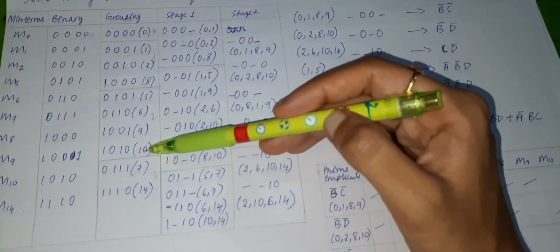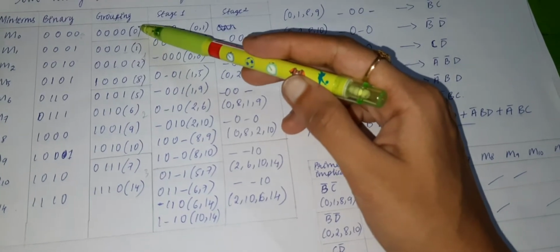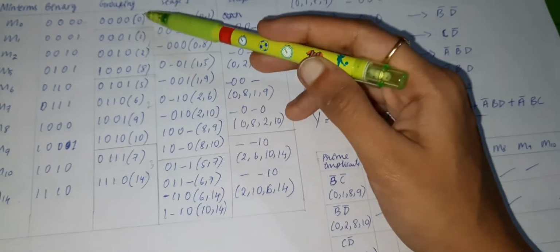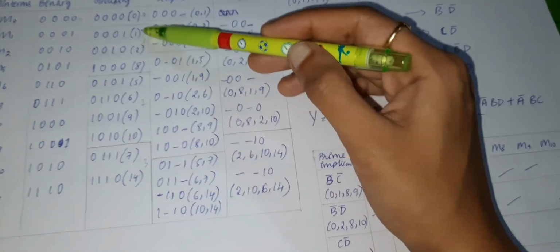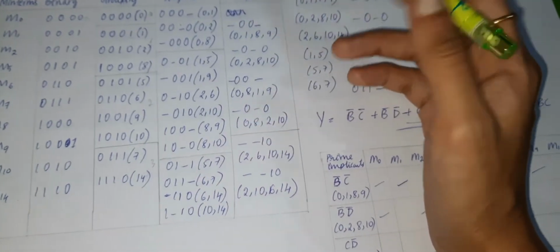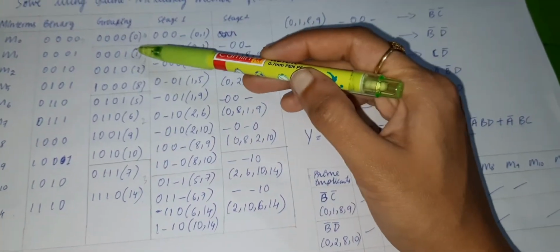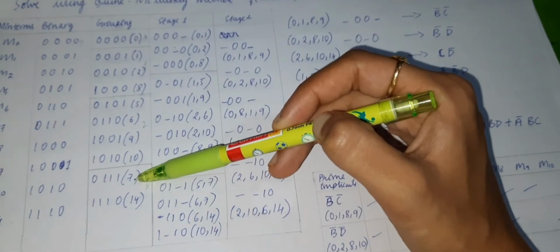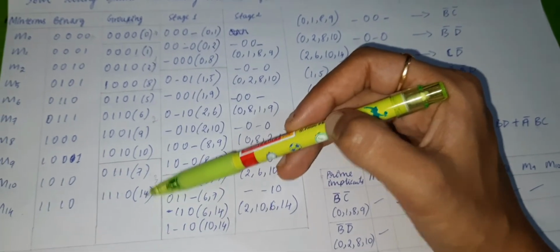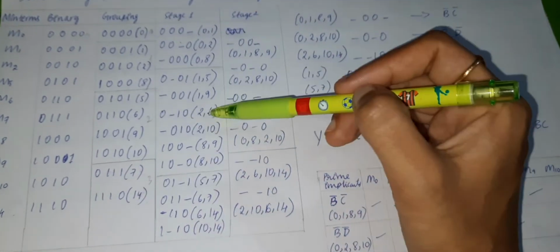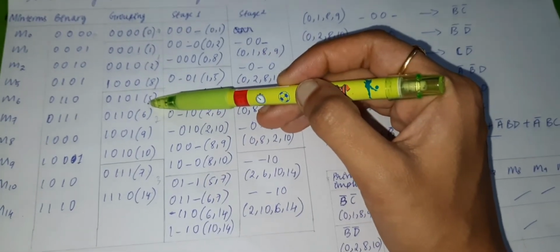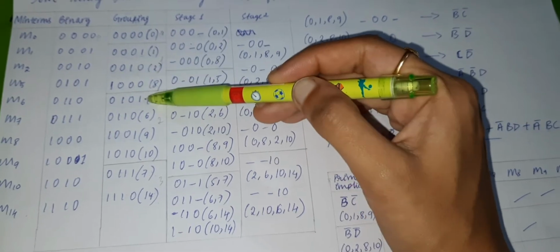In the same way, compare this one with this one. Here it is differing by two places, so do not consider. Compare this one with this one. It is differing by two places, so do not consider. Next move on to this one. Here it is differing by two places, so do not consider. And similarly this one, do not consider as it is differing by two places. Next compare this one with this one. Here it is differing by two places, so do not consider.